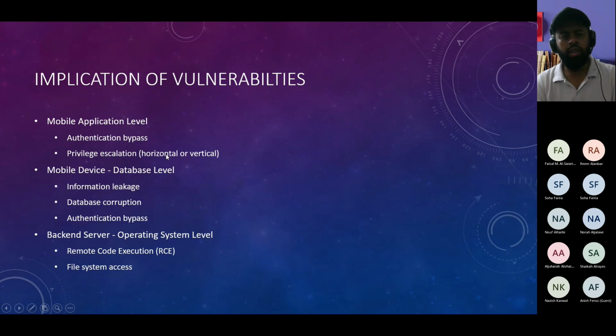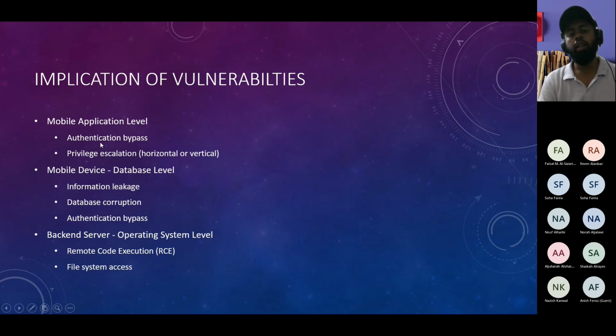Privilege escalation, I have already explained. It could be horizontal and vertical. If it is a mobile application that has 1,000 customers, like Facebook, and I can log in from my account to your account, it is a horizontal escalation. But if I log in as an admin user or super admin user, that is a vertical escalation. And it depends upon the vulnerabilities in the mobile application. So if there are vulnerabilities, authentication could be bypassed, we could escalate the privileges, and there are multiple effects.